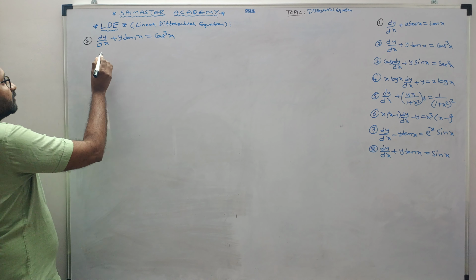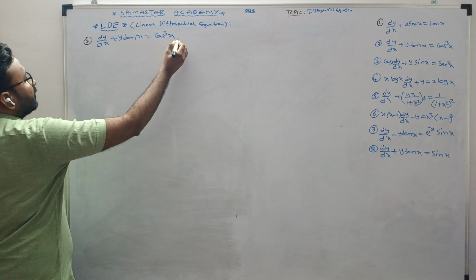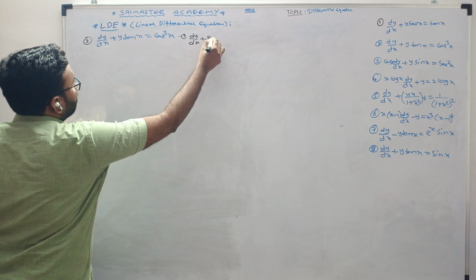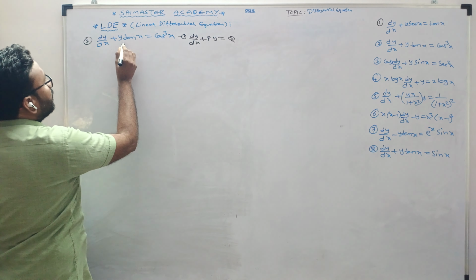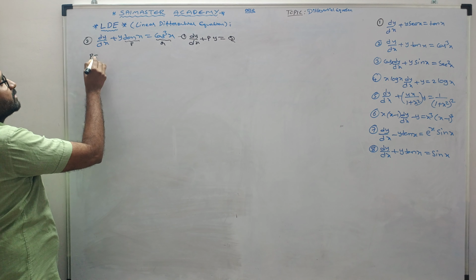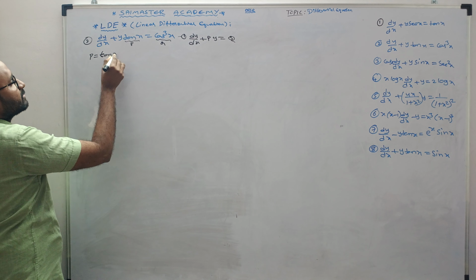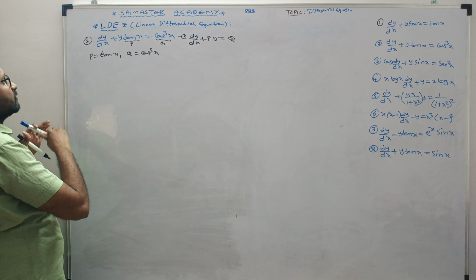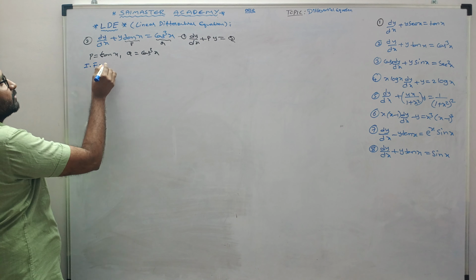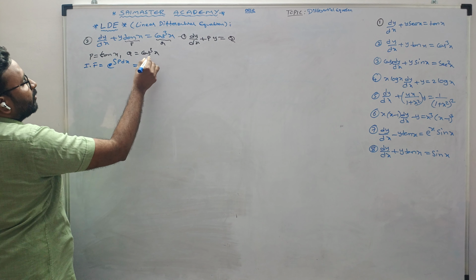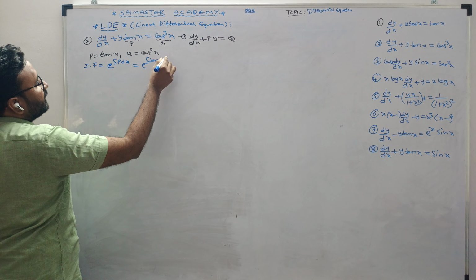So this is clearly in the form of which formula? dy by dx plus py equal to q. This is p, this is q. P is equal to tan x, q is equal to cos cube x. Next we have to find what? Integration factor. e power integral p dx, right? e power integral tan x dx.